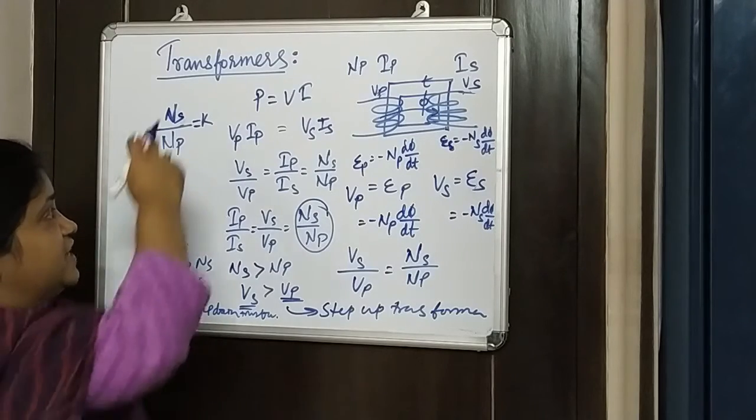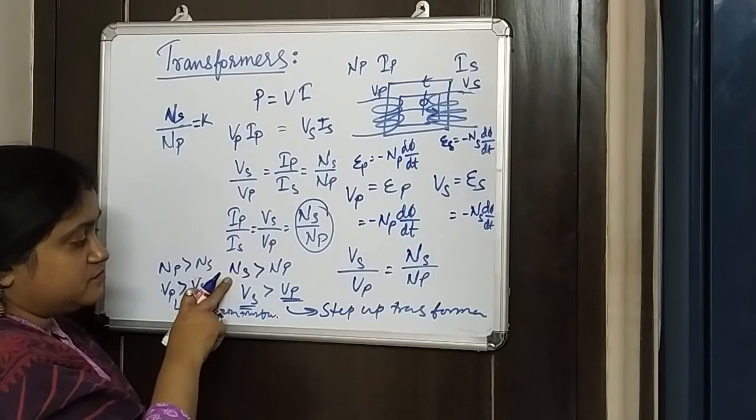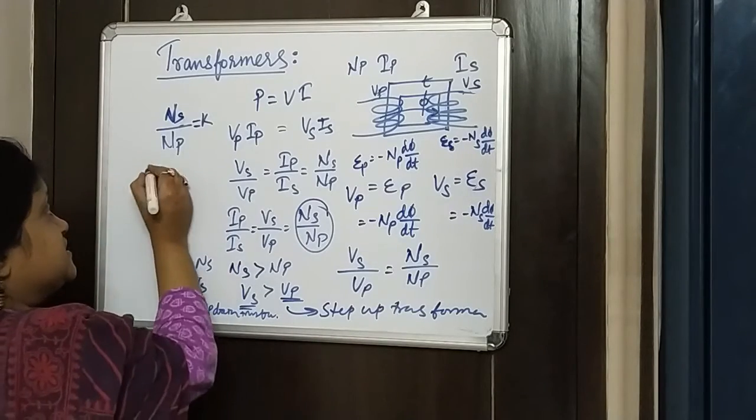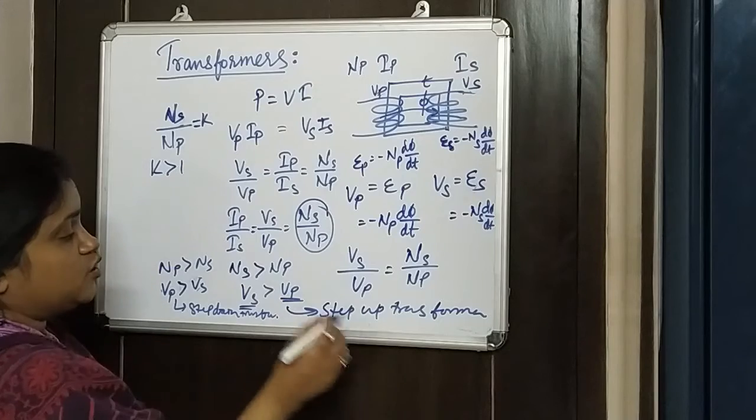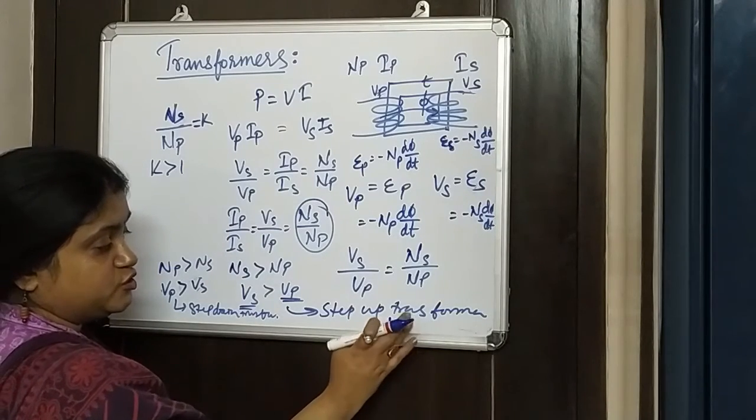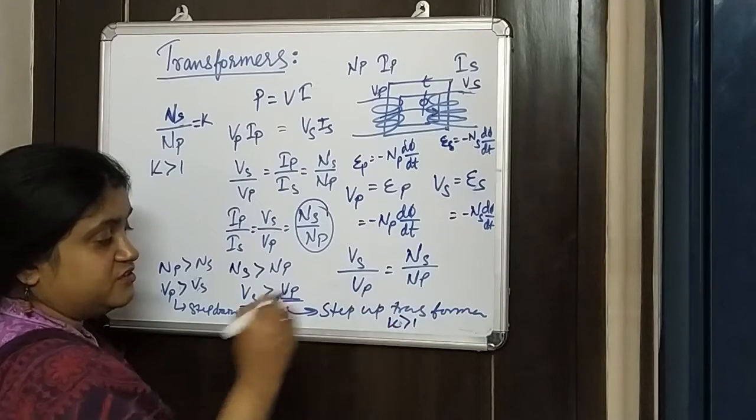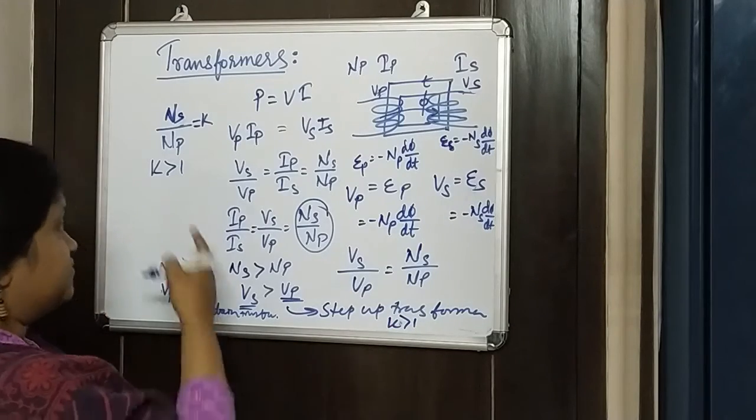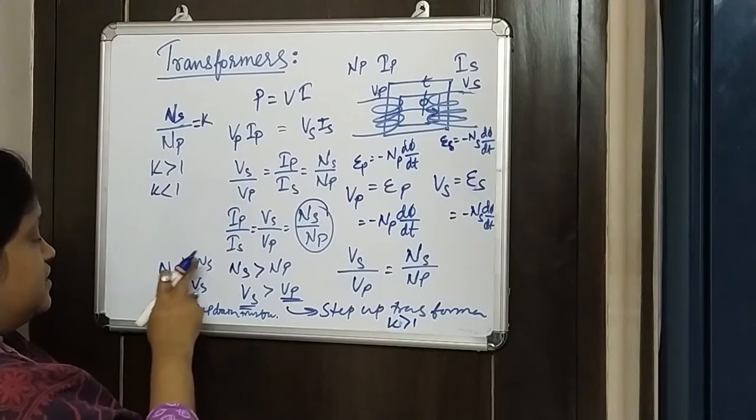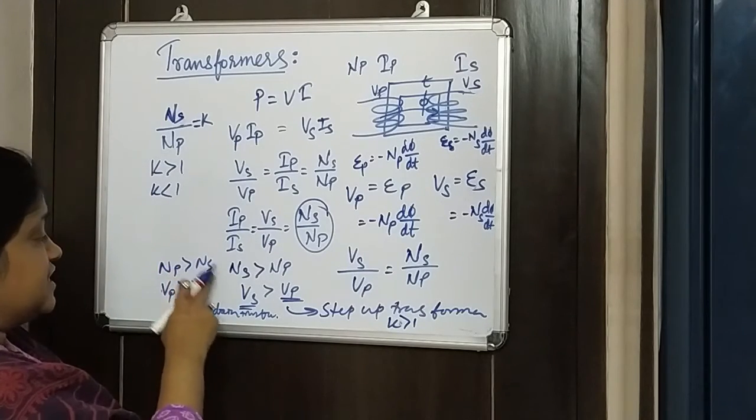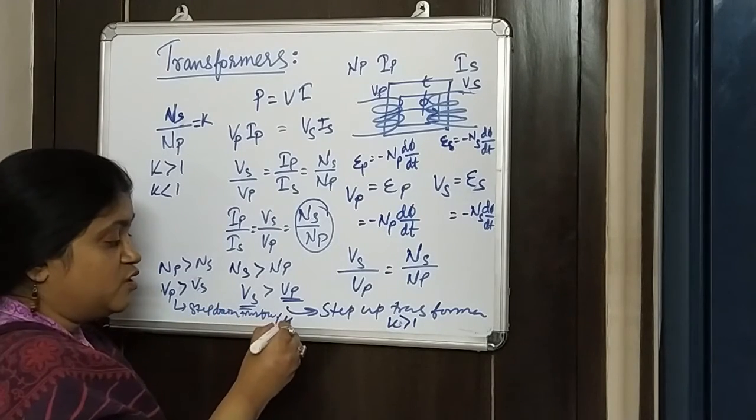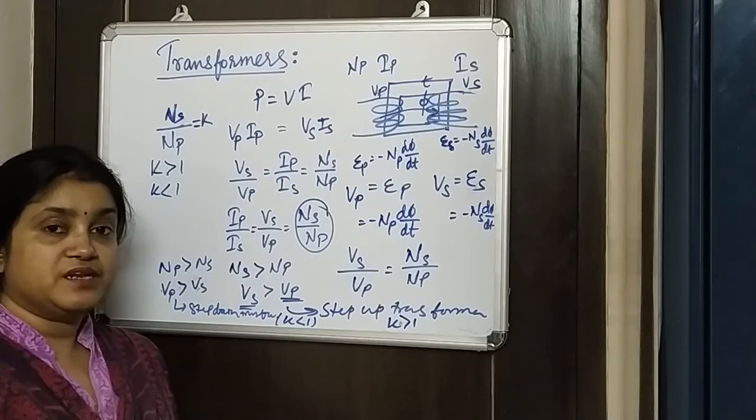So if you see, if Ns is greater than Np, right, then we call it a step up transformer. It means that if K is greater than 1, we call it a step up transformer, where the turn ratio is greater than 1. And if the turn ratio is less than 1, that is, if Np is greater than Ns, that is, Ns is less than Np, then we call it a step down transformer, where K is less than 1, right?